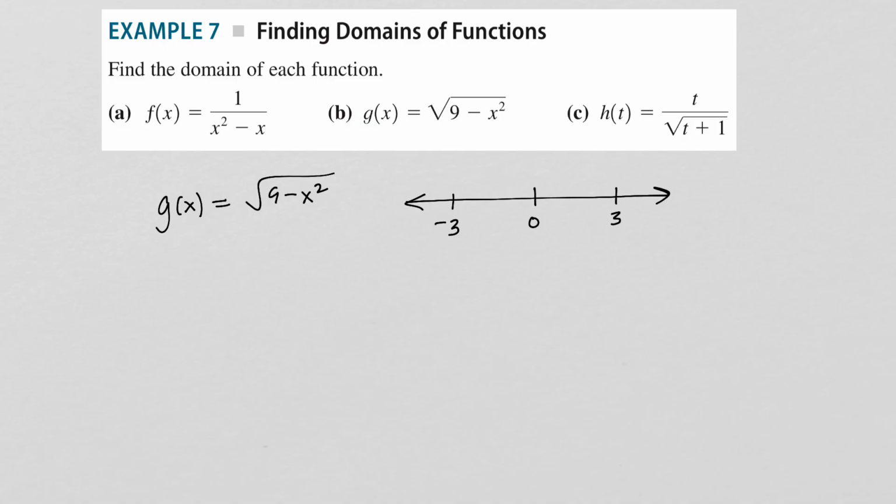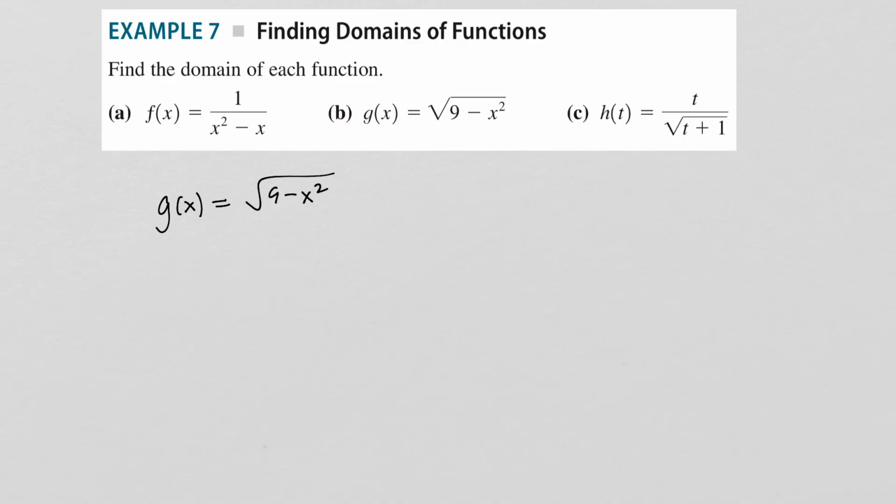So it seems like you can plug in any number in between negative 3 and positive 3, including both of those endpoints, right? So if you just think about a number like x equals 2, 2 squared is 4, 9 take away 4 is 5, and the square root of 5 is a number. So in this case, the domain is all numbers in between negative 3 and positive 3.